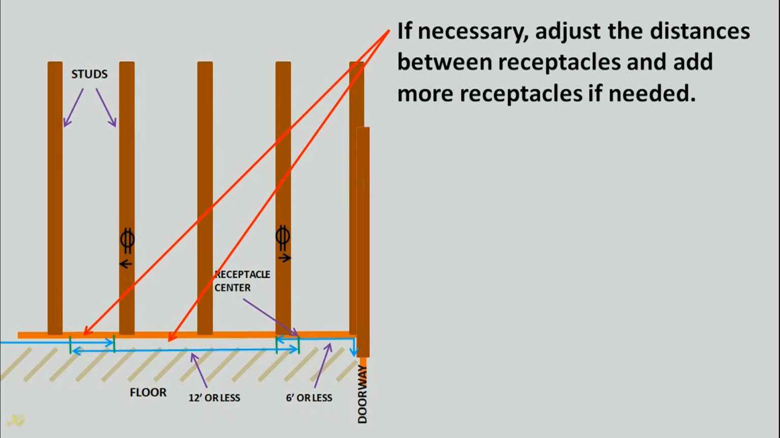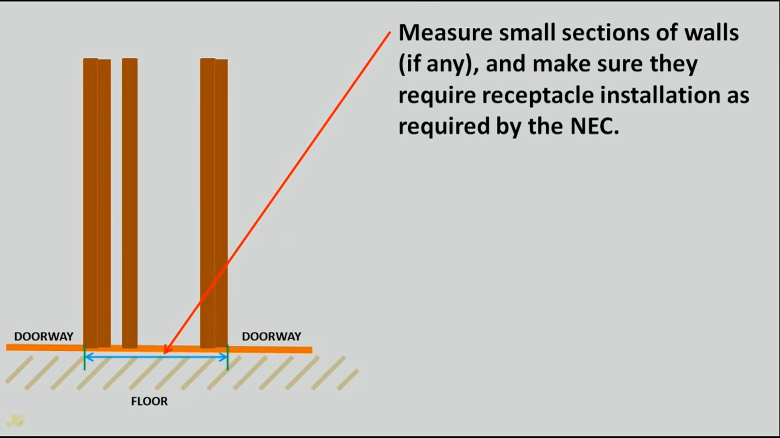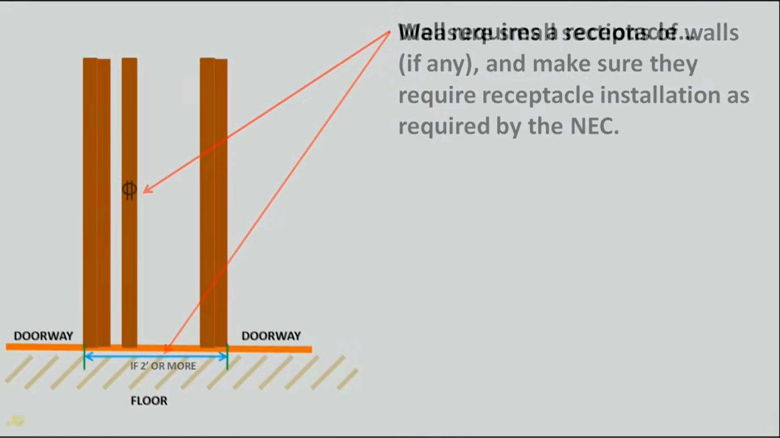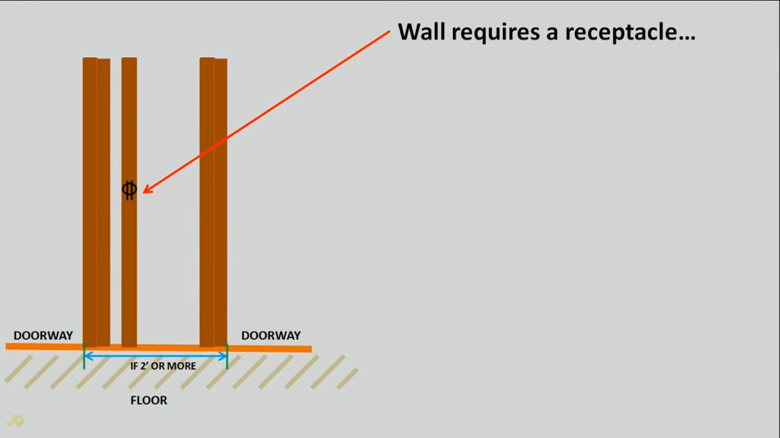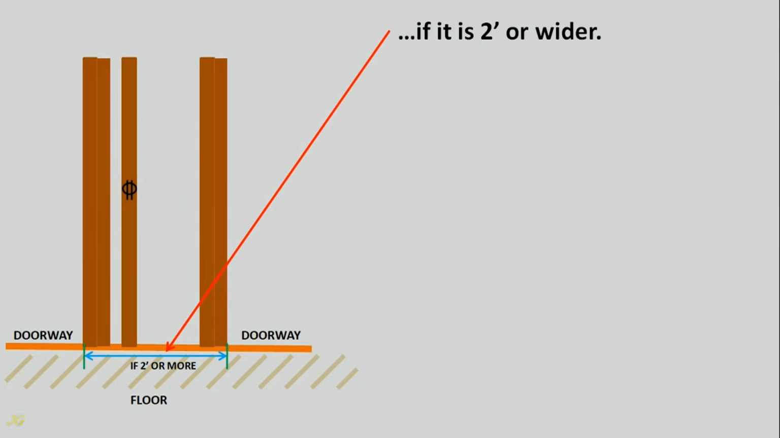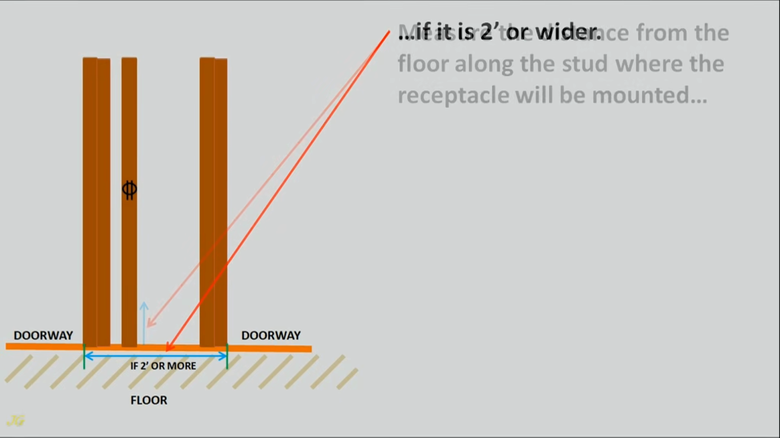If necessary, adjust the distances between receptacles and add more receptacles if needed. Measure small sections of walls, if any, and make sure they require a receptacle installation as required by the NEC. A wall requires a receptacle if it is 2 feet or wider.